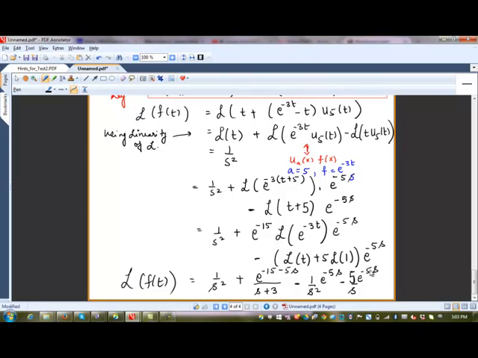Now the domain of this function in terms of the Laplace transform will be what? So here s has to be greater than 0, here s has to be greater than minus 3. So s greater than 0 is fine, because minus 3 is lower than 0. So if you take the intersection, that would be the domain. Okay, so this is how you can do the problem. No integration is required, and in the differential equation you will end up getting this.